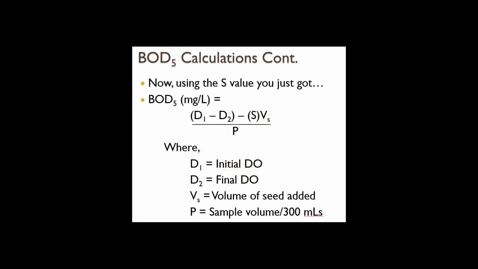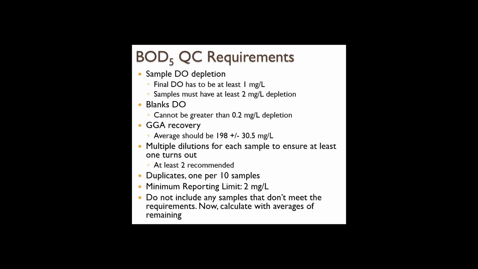To calculate BOD of your samples, take the initial DO, subtract the final DO, subtract your seed factor times the volume of seed added, if sample was seeded, and divide by the sample volume. In order to pass QC requirements, the final DO needs to be at least 1 milligram per liter, and samples must have been depleted by at least 2 milligrams per liter.